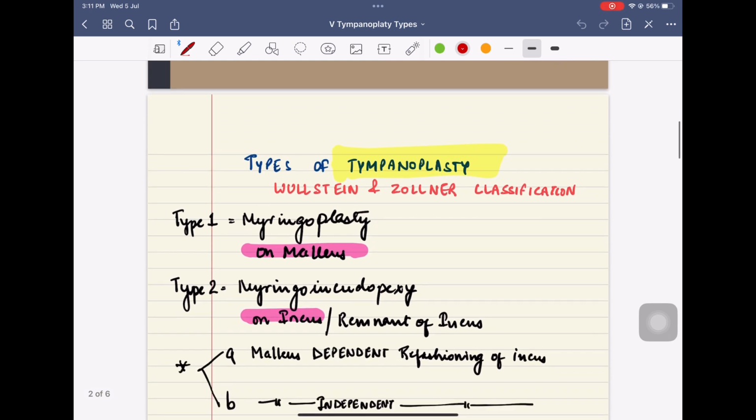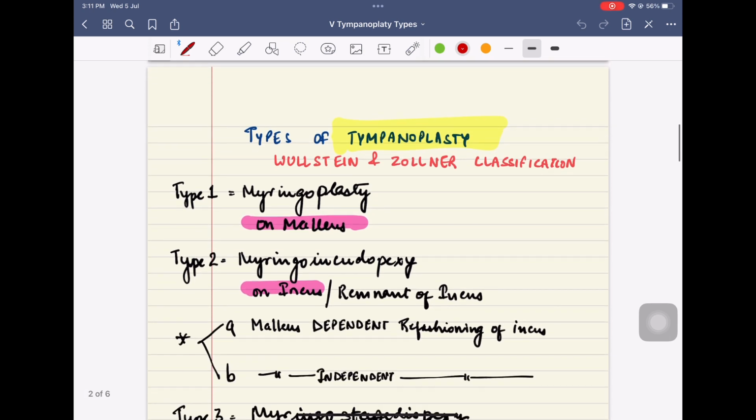Now let's start. First of all, coming on to the definition of tympanoplasty. What is it? It is a procedure to eradicate disease in the middle ear and to reconstruct the hearing mechanism with or without tympanic membrane grafting. It is a very common definition asked in vivas.